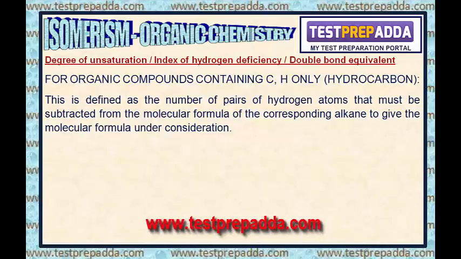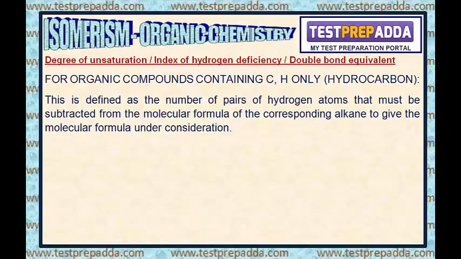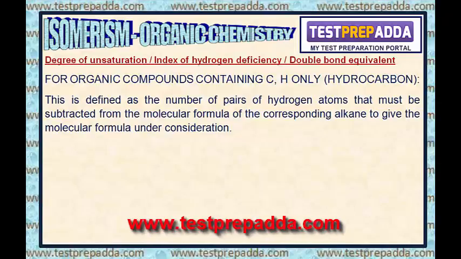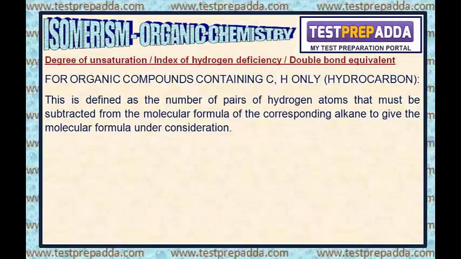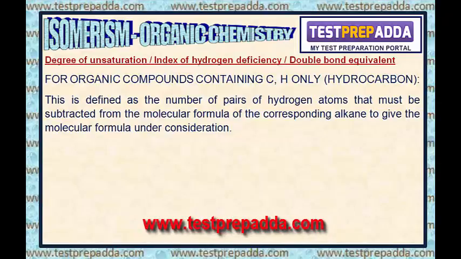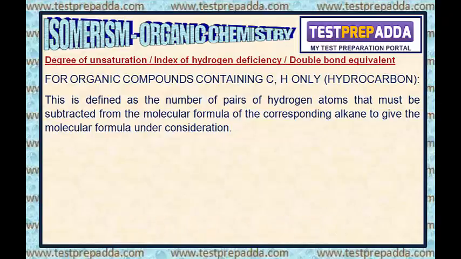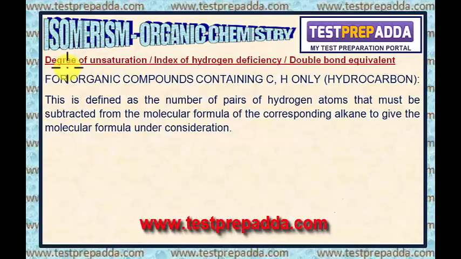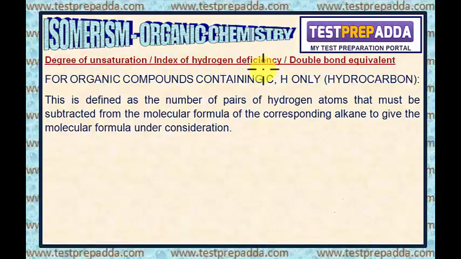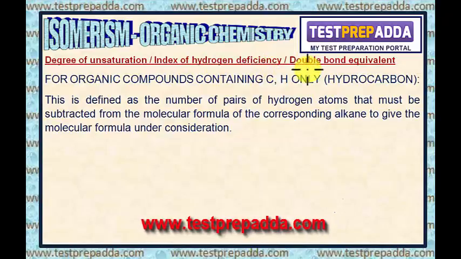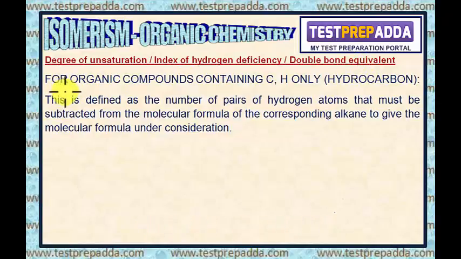This degree of unsaturation will help you in writing the number of different isomers that are possible for a given molecular formula. Now, first of all, what is degree of unsaturation? It is also known as index of hydrogen deficiency, also known as double bond equivalent. First of all, hydrocarbon.